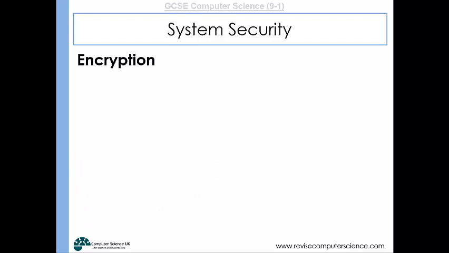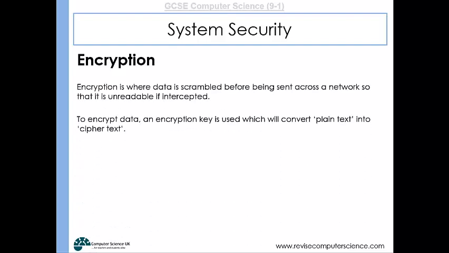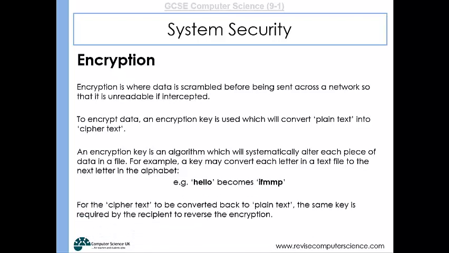And encryption. Encryption is vital for system security. Encryption is where data is scrambled before being sent across a network, so that if it is intercepted, it can't actually be read. So to encrypt data, they use an encryption key, which will convert what's known as plain text into ciphertext. And an encryption key is just an algorithm which systematically will change the data within a file. And that algorithm can then be reversed so that we can go from ciphertext back to the plain text when we want to unscramble that data.